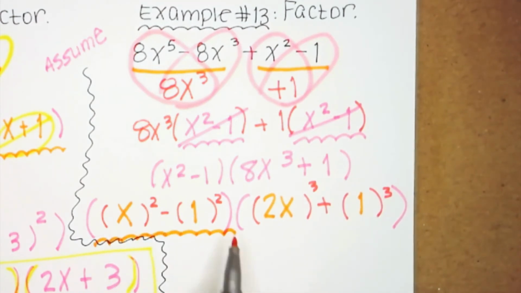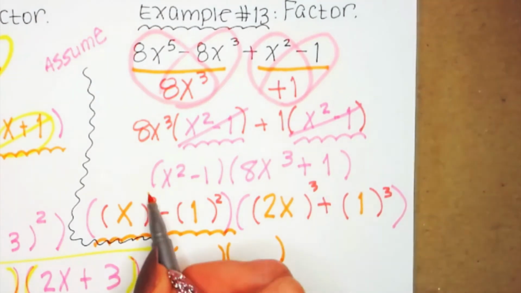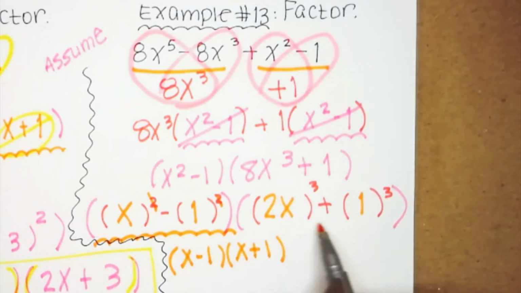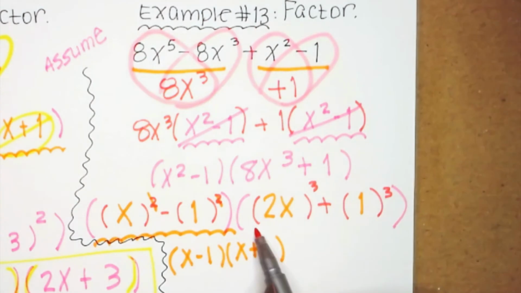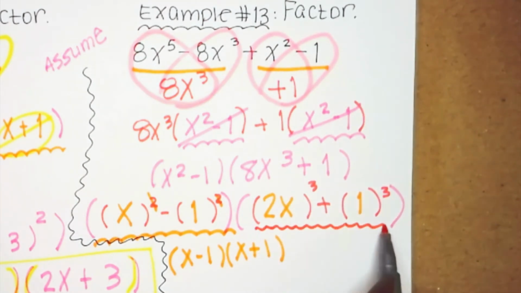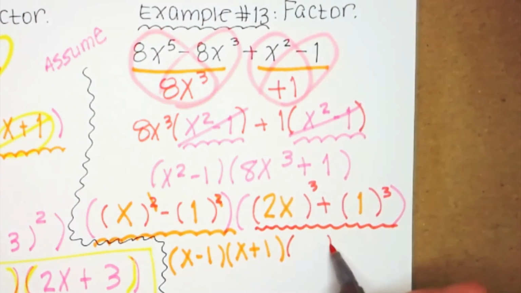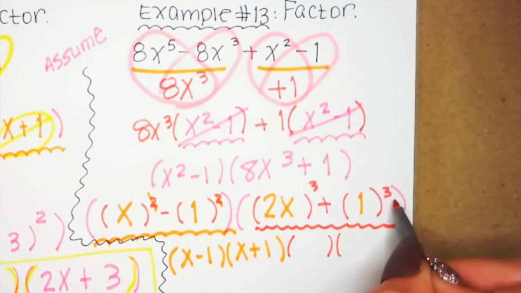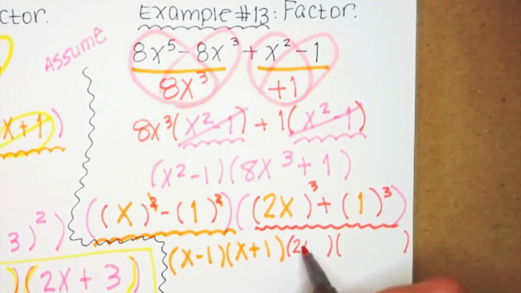Here, it's the difference of 2 squares. So we're going to have 2 parentheses. Drop the squares, x minus 1, and the other is just x plus 1. That one is the sum of 2 cubes. Here we'll have one smaller parenthesis and one bigger. Drop the cubes, put them in your pocket. 2x plus 1.